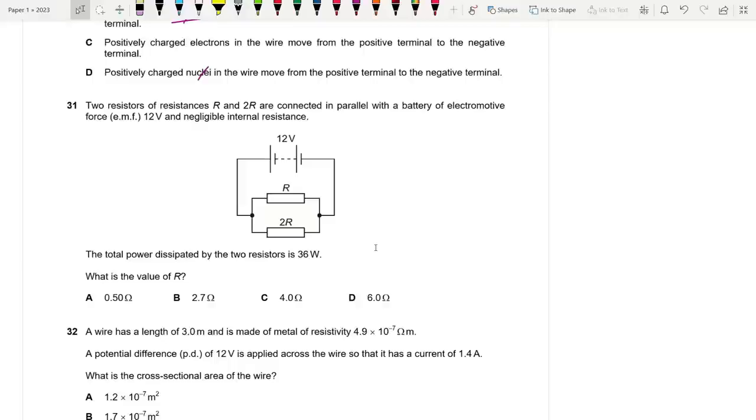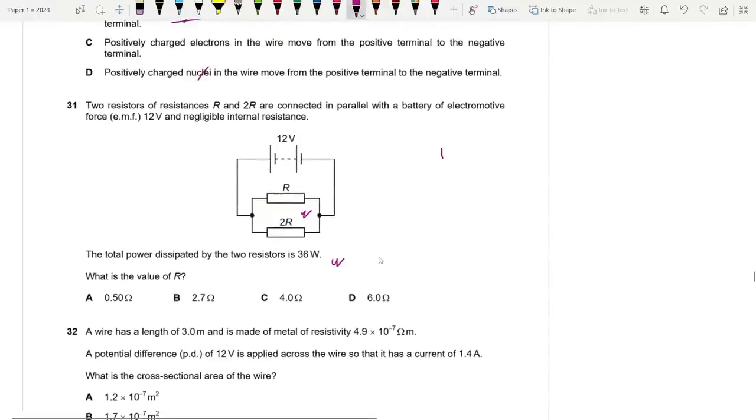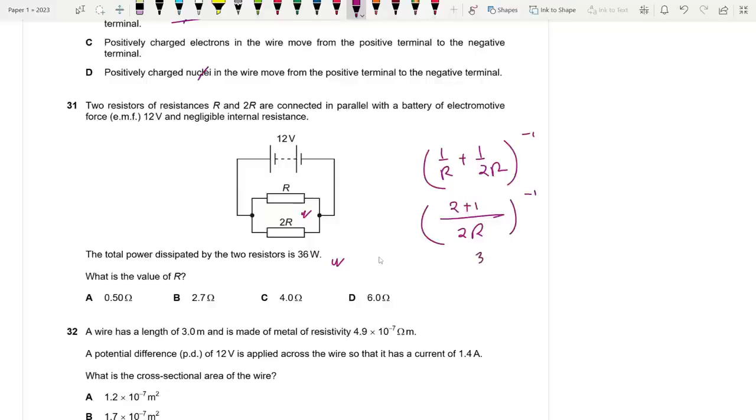31. Two resistors of resistance R and 2R are connected in parallel with a battery with EMF 12 and negligible internal resistance. The total power dissipated by the two resistors is 36 watts, okay? So we can consider the combined resistance to be 1 by R plus 1 by 2R reciprocal. So that's 2 plus 1 over 2R, to the power minus 1. So that is 3 by 2R reciprocal, which is 2R by 3.